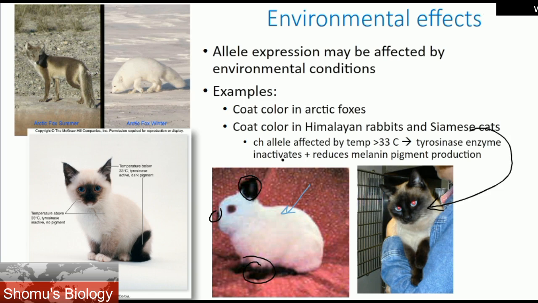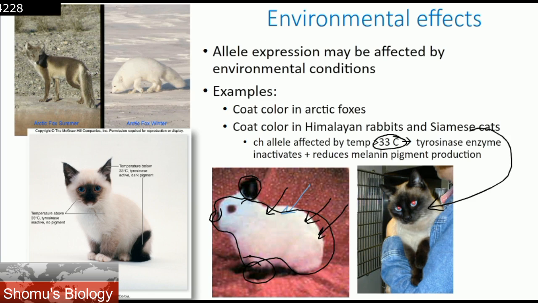For example, there are alleles that are affected by temperature greater than 33 degrees Celsius, that destroys the tyrosinase enzyme and that reduces the melanin pigment production in the portions of the body that are exposed to the sunlight more. So most of their body parts which are exposed to the sunlight more have reduced production of melanin pigment, thus resulting in a whiter color or less pigmented part of the body, and the rest of the parts which are away from the sun, which are near the snow, because in the legs and mouth, because they walk in that fashion, putting their mouth very close to the snow, those regions receive less sunlight compared to the rest of the body, so pigmentation is possible.